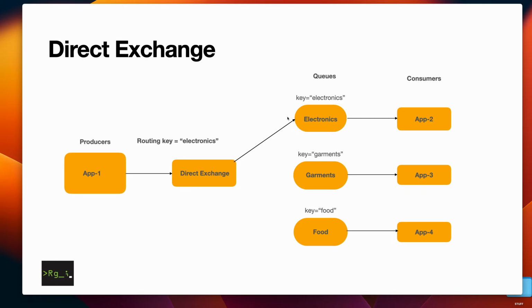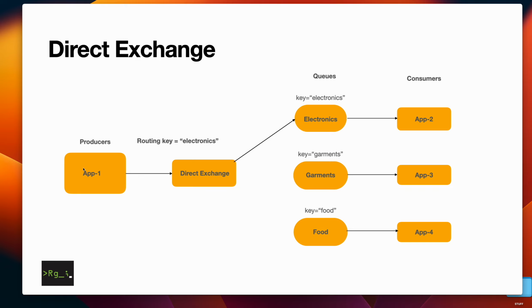So for this reason, each queue is associated with a key that is called a binding key. Let's take this example. We have three queues: electronics, garments, and food. Please don't get confused with the names. The name of the queue is Electronics with a capital E, and the binding key for this is a small e. Okay, same as for garments and food.